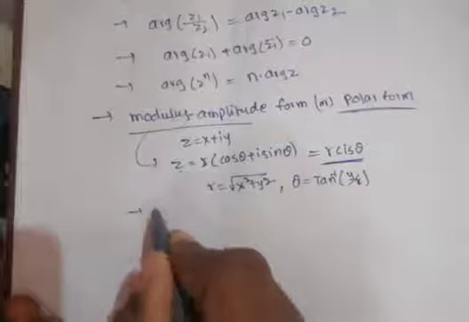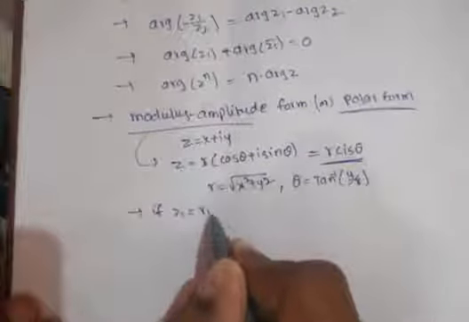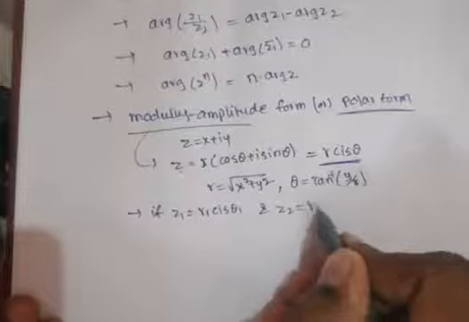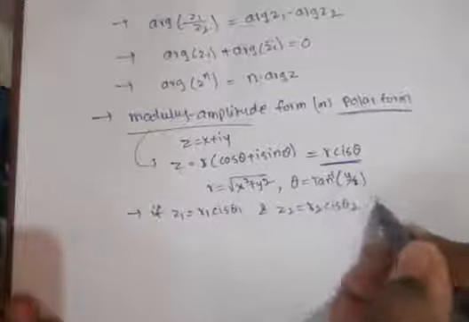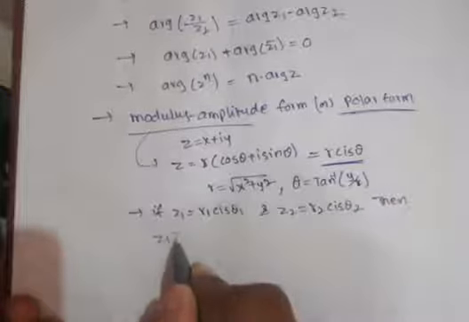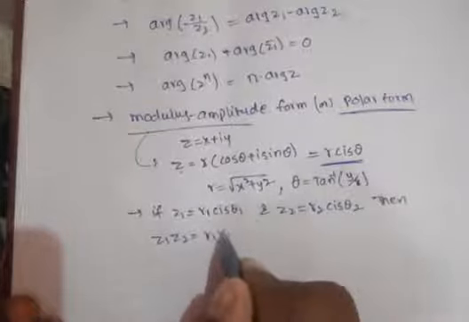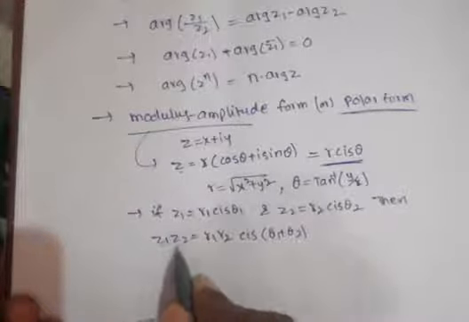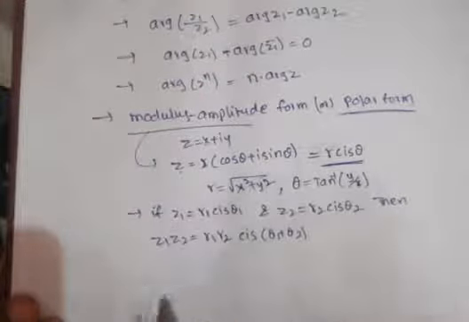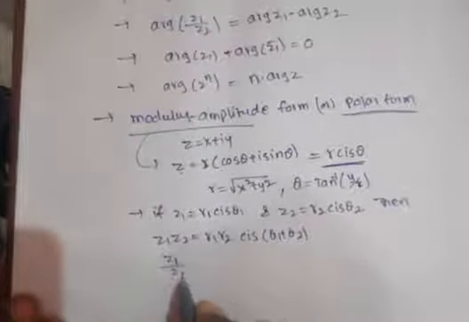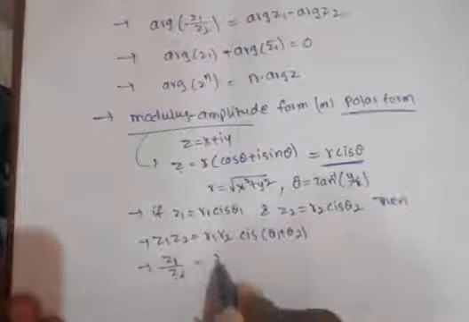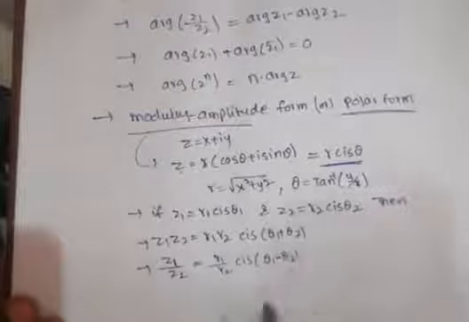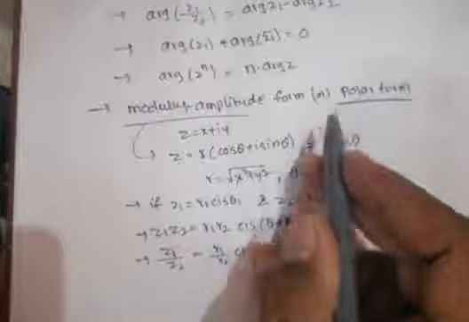In this, one more point: if z1 is equal to r1 into cis theta 1 and z2 is equal to r2 into cis theta 2, then z1 into z2 is equal to r1 into r2 cis of theta 1 plus theta 2. If we multiply these two complex numbers, we represent it this way. If we divide these two complex numbers, we get r1 by r2 into cis of theta 1 minus theta 2. This is the modulus amplitude form or polar form.